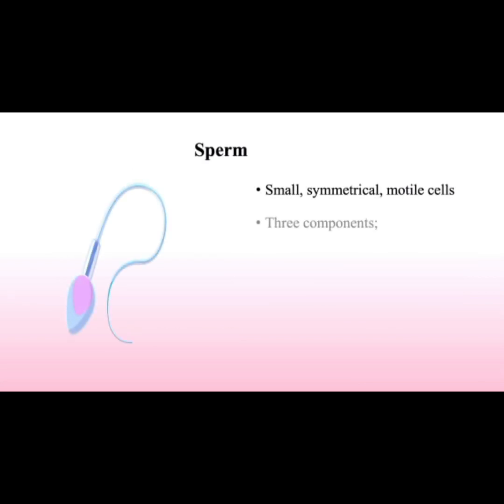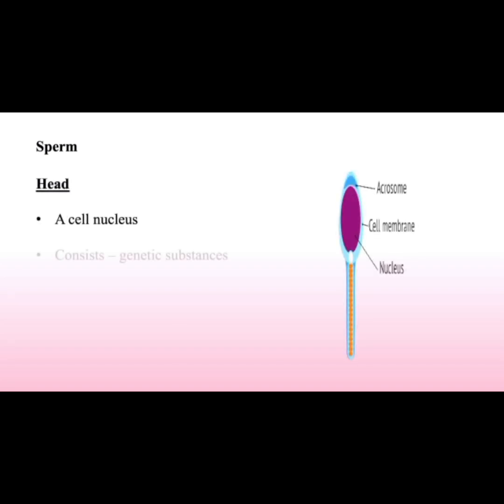Sperm. Sperm are small, asymmetrical and motile cells. They have 3 compartments: head, midpiece and tail. Head. The head portion is mainly a cell nucleus. It consists of genetic substances called chromosomes. The head of the sperm is covered by a cap known as the acrosome.